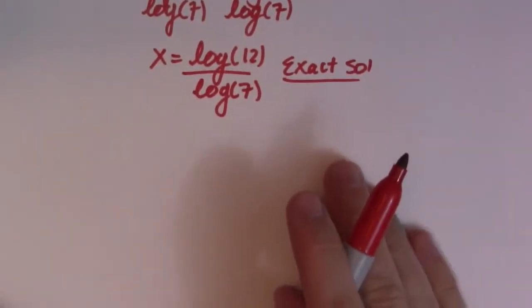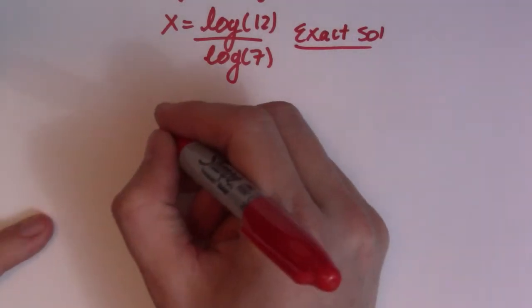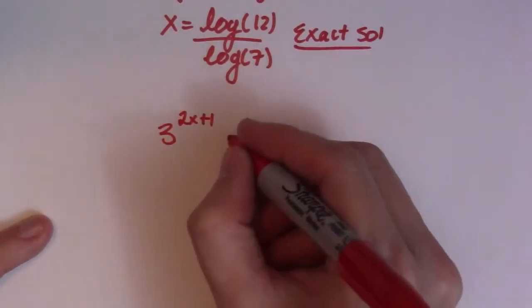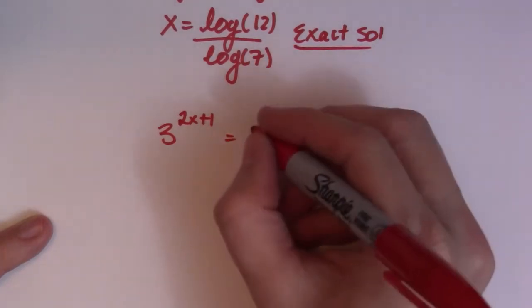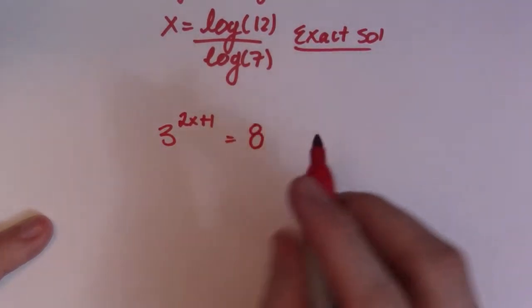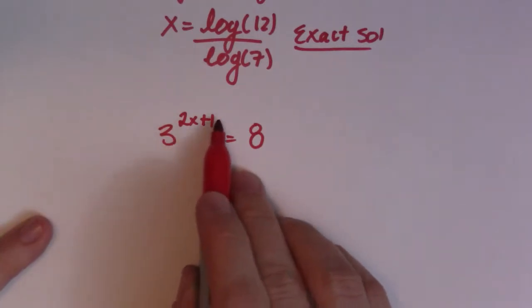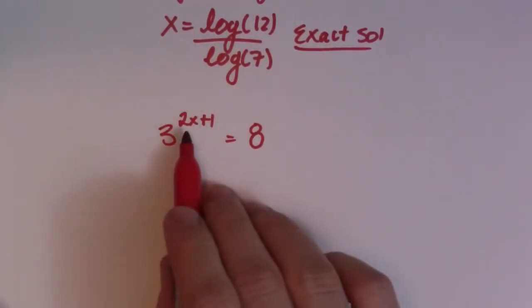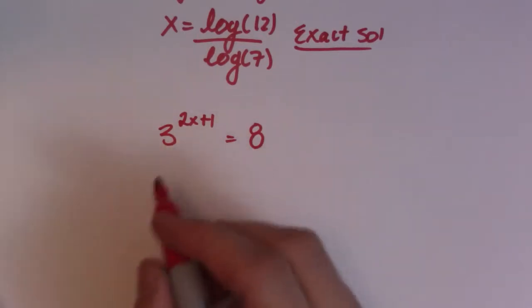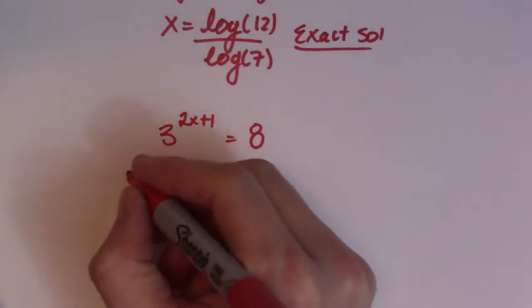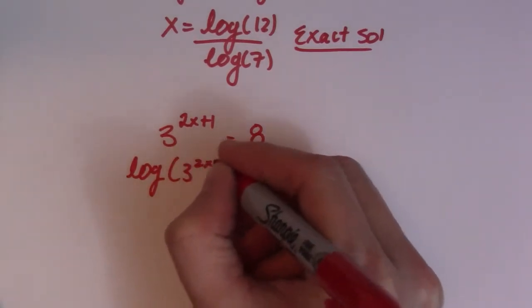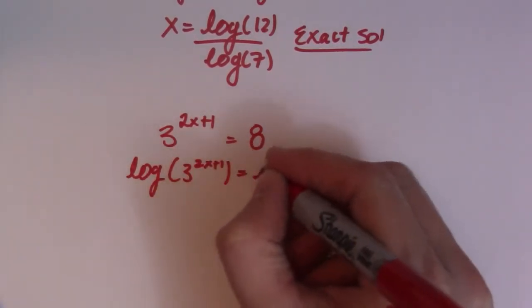Let's make this one a little more complicated. So let's say I have something like 3 to the 2x plus 1 is equal to 8. The difference in this one is that I have a slightly more complex exponent. So what I should do with this one is exactly the same thing. I take the log of both sides. So I go log of 3^(2x+1) is equal to log of 8.